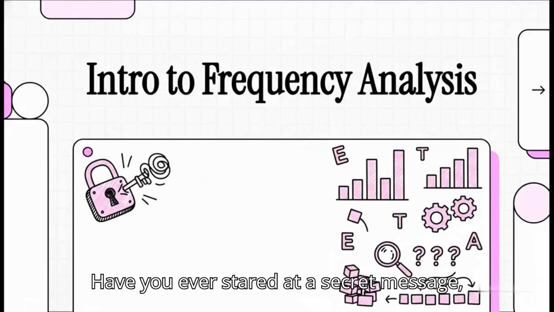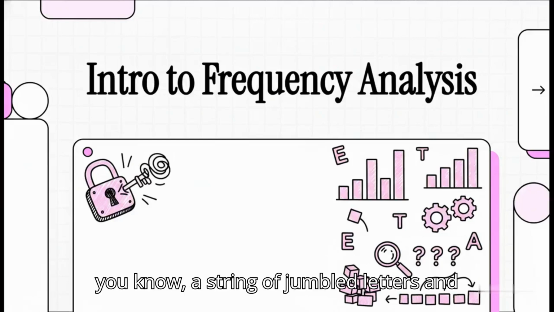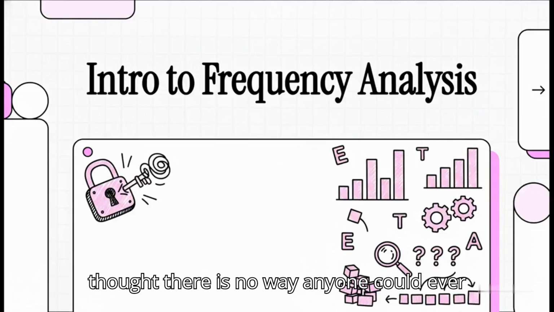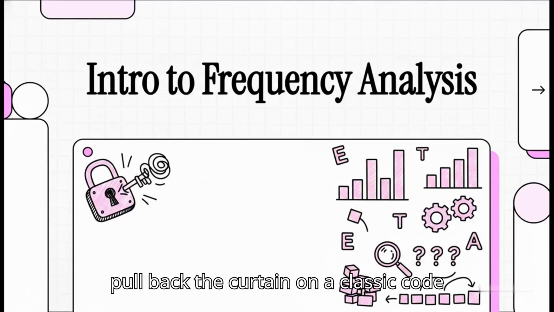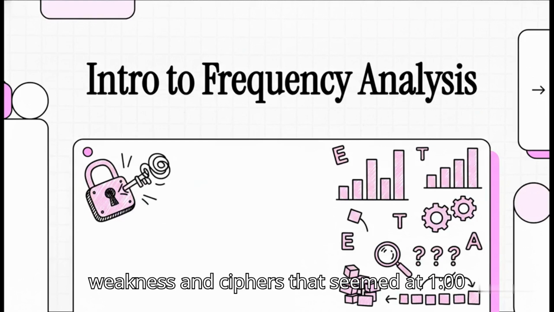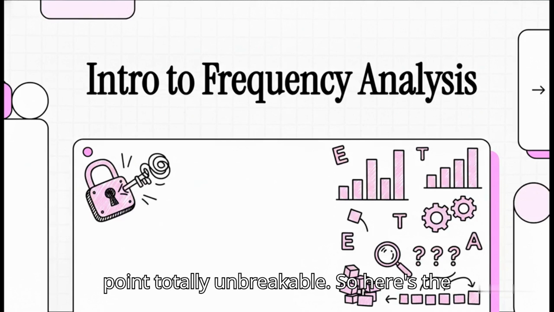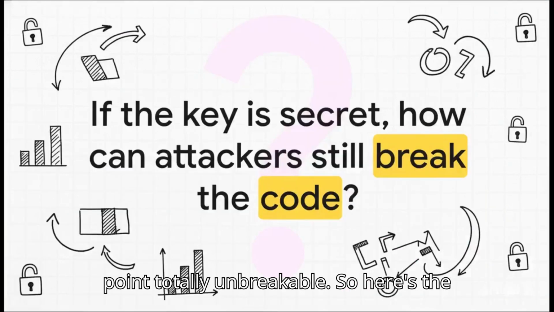Have you ever stared at a secret message, a string of jumbled letters, and thought, there is no way anyone could ever crack this? Well, today, we're going to pull back the curtain on a classic code-breaking technique that reveals a huge weakness in ciphers that seemed, at one point, totally unbreakable. So here's the big question, right?